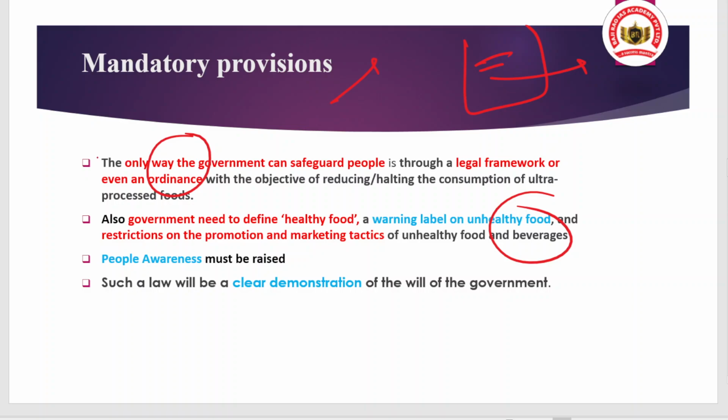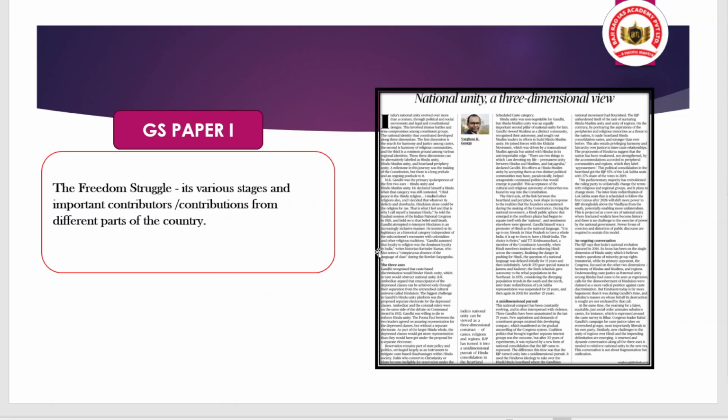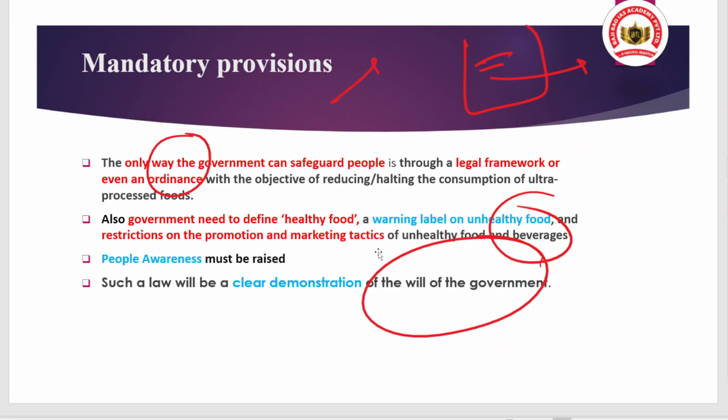And there is also a need to increase people's awareness. Okay, and for this type of legislation there is a need for political will from the government side. Okay, and also the government is promoting the Eat Right campaign. But on the one side the government is promoting the Eat Right campaign, and on the other side the government is interacting with these manufacturers.